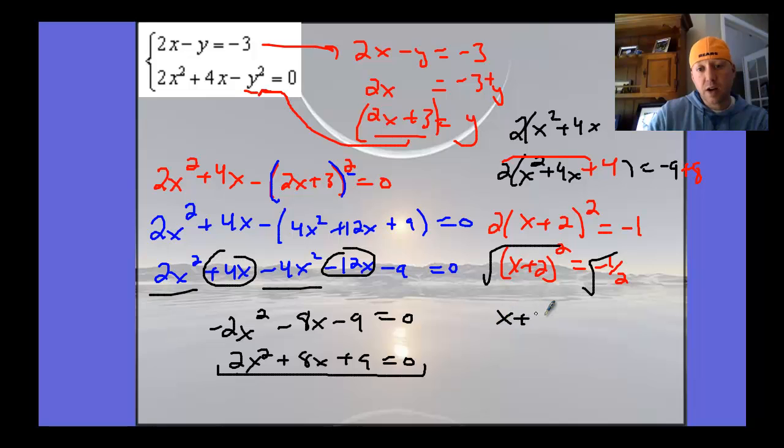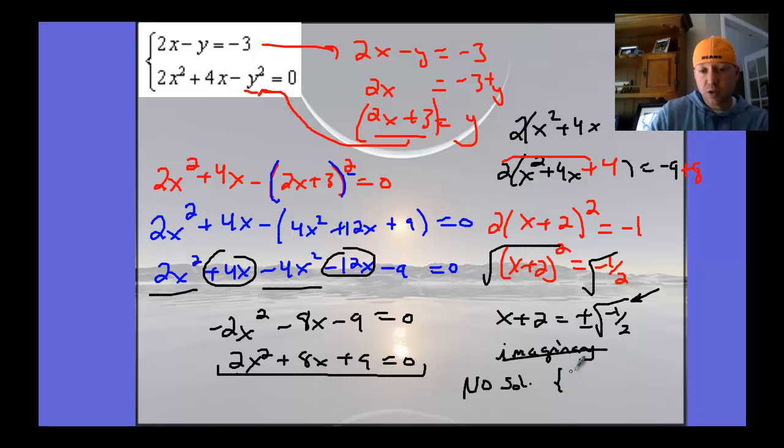So right here, now I see something occurring. I have plus or minus the square root of negative 1 over 2. Right here I'm going to stop because of this. We have imaginary. That tells me that there is no solution. You could say the null set. You could cross through it. No solution for this problem. There's no intersection point.